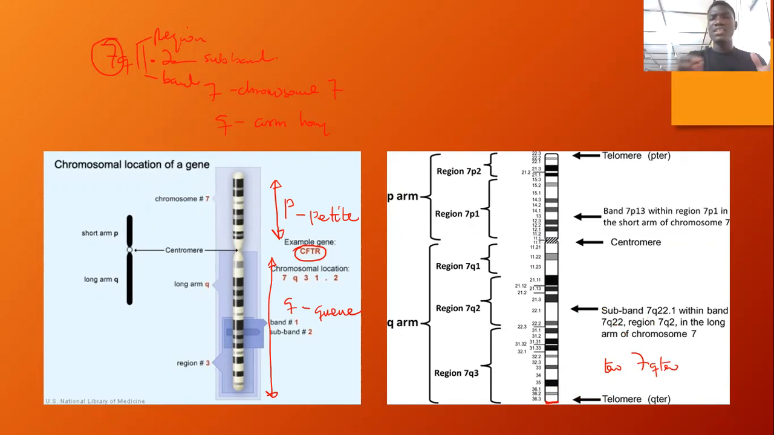So that is a little thing that you can know for now in medical genetics, and it will help you in your exams, in your practicals, and then in your clinical setting.